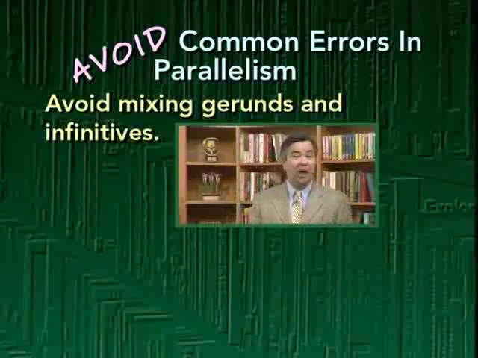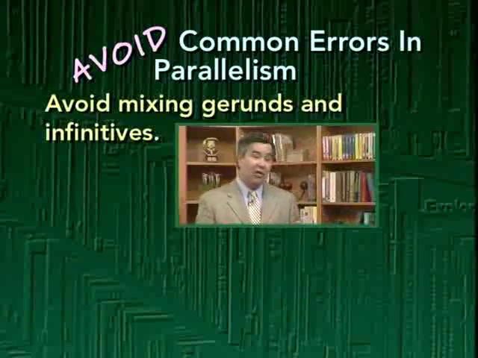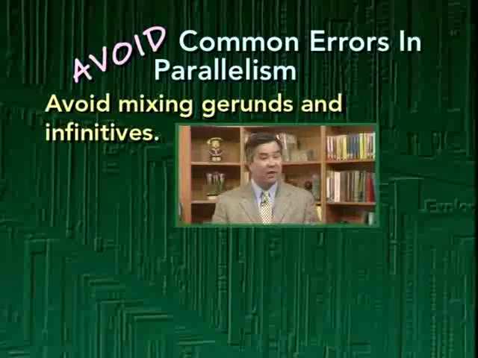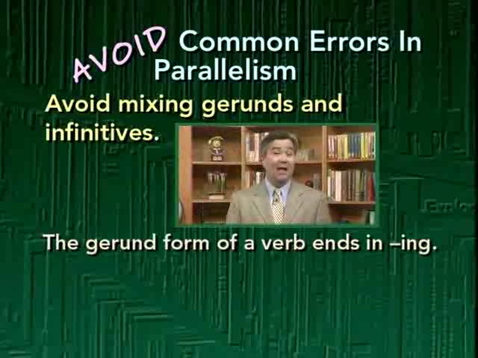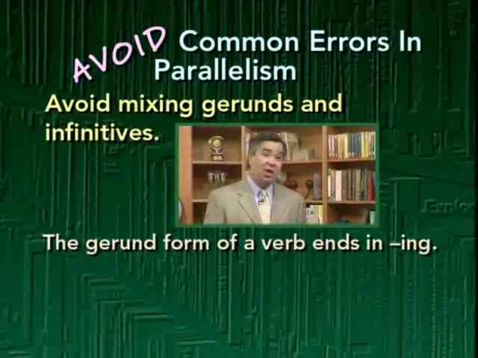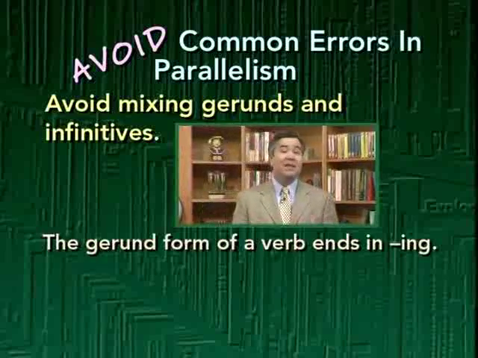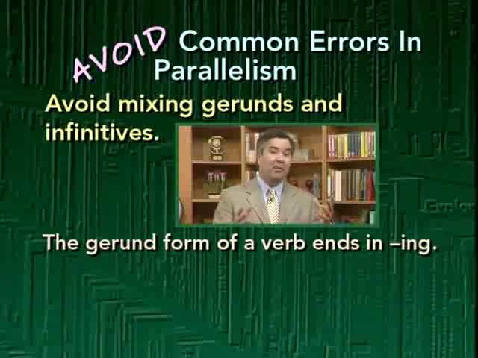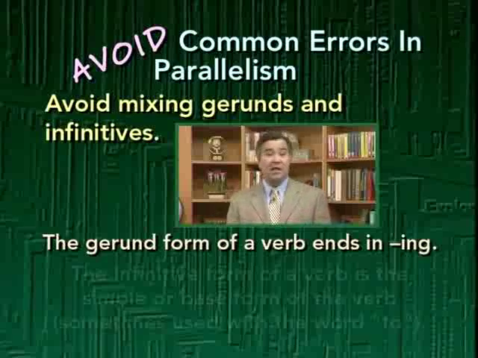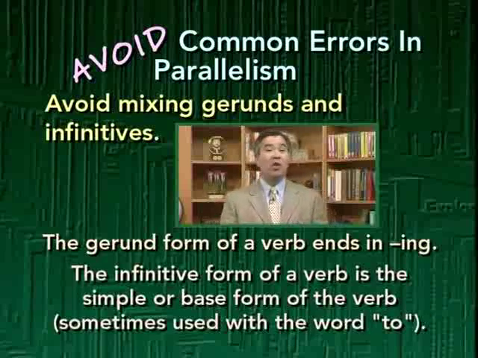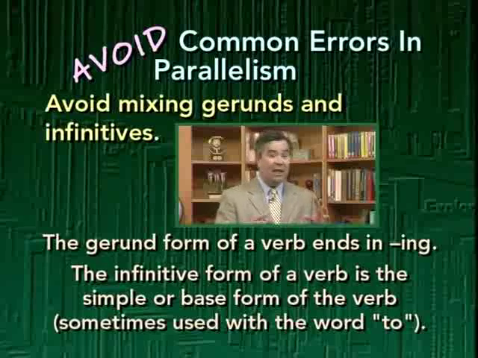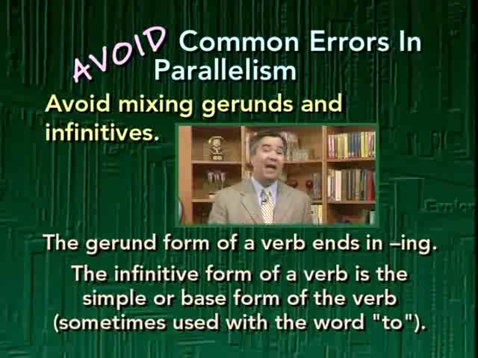Actions are often described using either the gerund form of a verb or the infinitive form of the verb. The gerund form of a verb ends in -ing, and a gerund can often be used basically as a noun, describing a particular kind of action. The infinitive form of the verb is the simple or base form of the verb. It sometimes is used with the word "to." And the infinitive form of a verb can also be used more or less as a noun to describe a kind of action.